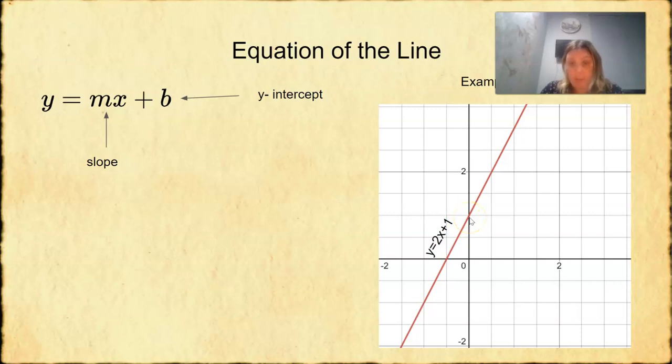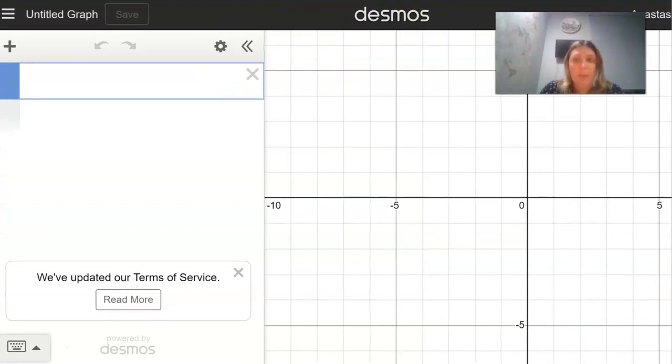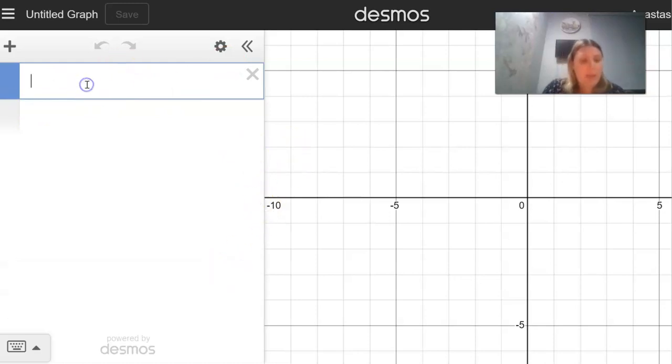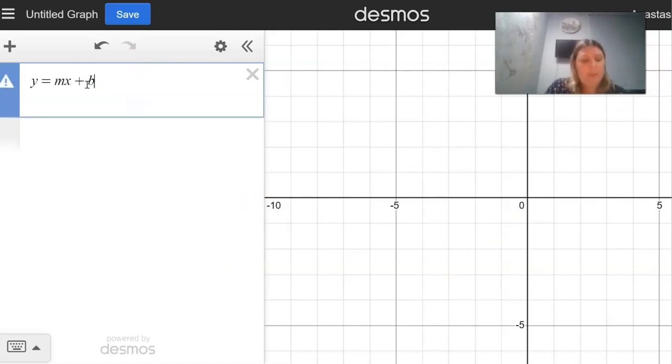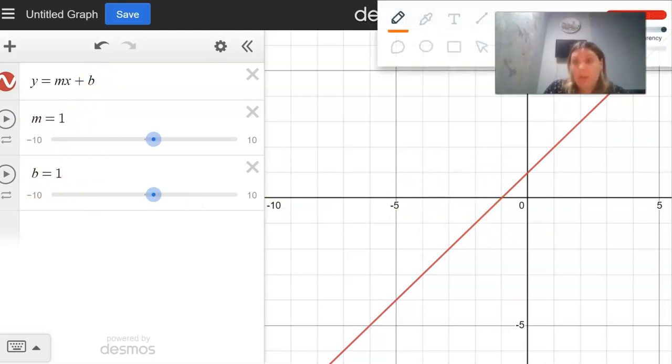crosses the y-axis. So before we move on, I want to show you how to do this in Desmos and show you a few tricks on how to work with this. If you type in y equals mx plus b in Desmos, and then this menu pops up, says add a slider, and you hit all, you can now change the value of m and b as much as you want. So right now m is 1 and b is 1. So this equation over here is y equals x plus 1.